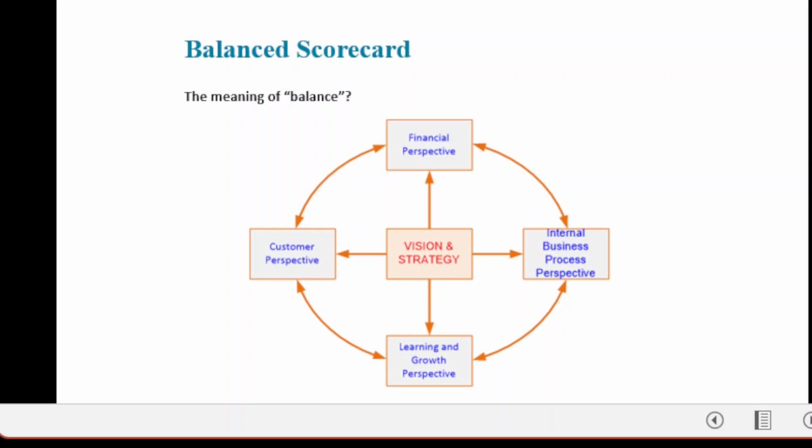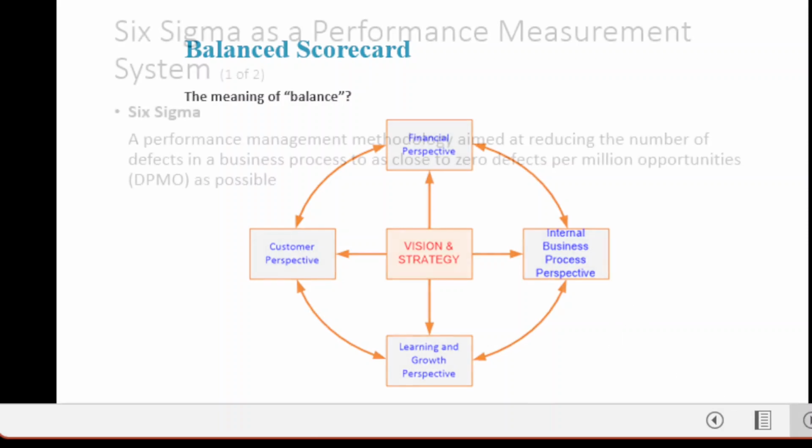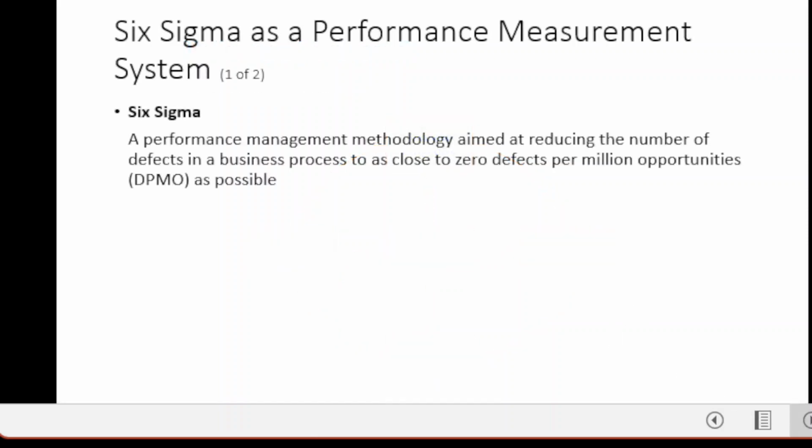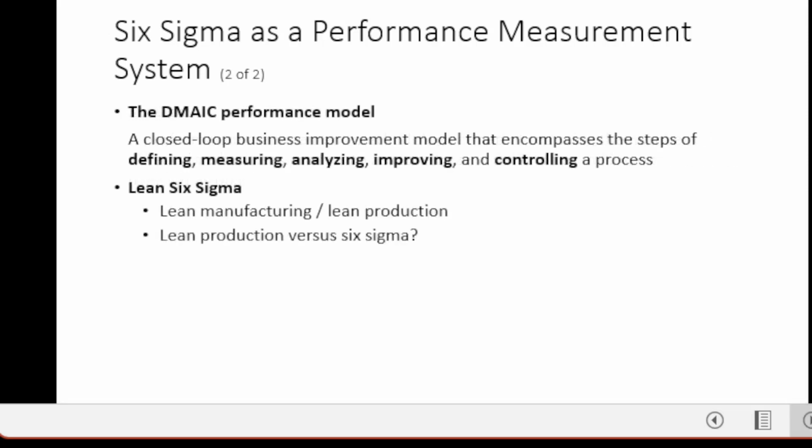So the financial performance, the profitability, cost benefit analysis, cost benefit data. So Six Sigma is another business performance methodology that reduces the number of defects. It looks into defects per million opportunities. We have the DMAIC performance model, a closed loop, where you define, measure, analyze, improve, and control.